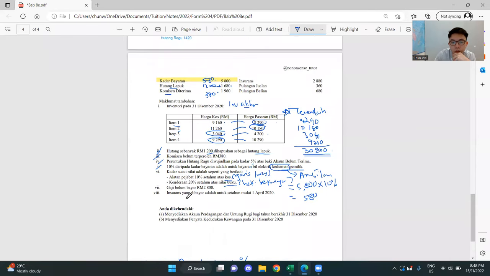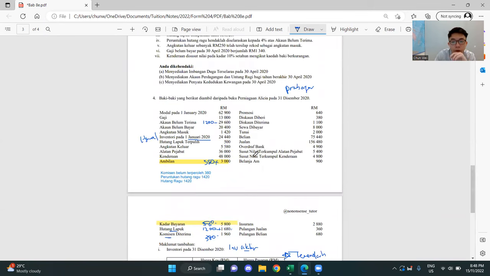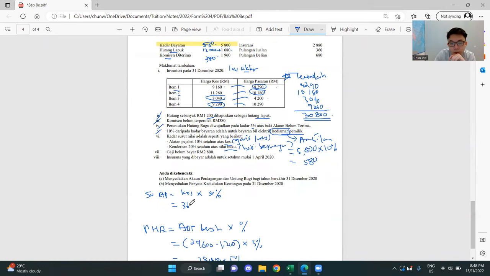Alright, so susut nilai alatan pejabat, so just use SNAP. So you're using garis lurus, meaning you're using cost times the susut nilai percentage. So cost is how much for your alatan pejabat? This one is very straightforward. You look for alatan pejabat, 36,000 for alatan pejabat. So you use 36,000 times, what is the percentage? 10%. Then you get 3,600. What about your susut? So this is your susut nilai, 3,600.